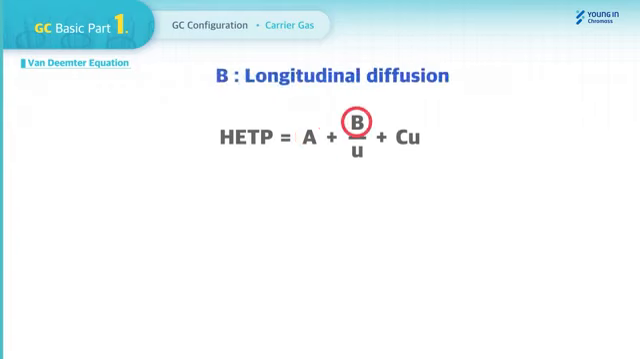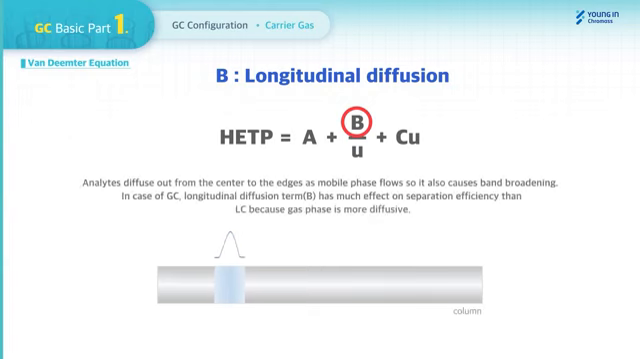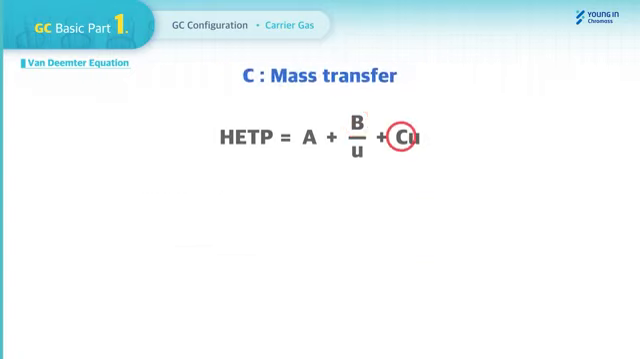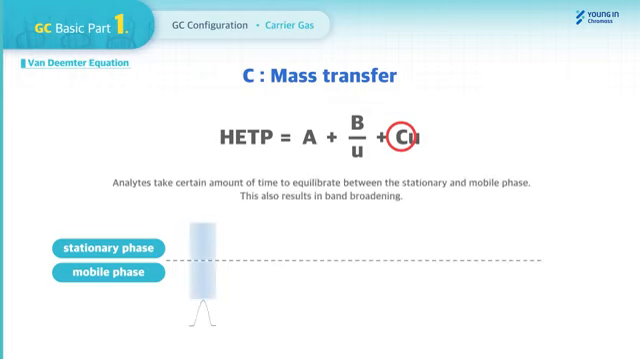Second, term B, longitudinal diffusion. Analytes diffuse out from the center to the edges as mobile phase flows, so it also causes band broadening. In case of GC, longitudinal diffusion, which is term B, has much more effect on separation efficiency than LC because gas phase is more diffusive. Last, term C, mass transfer. Analytes take a certain time to equilibrate between the stationary and mobile phases. This also results in band broadening.